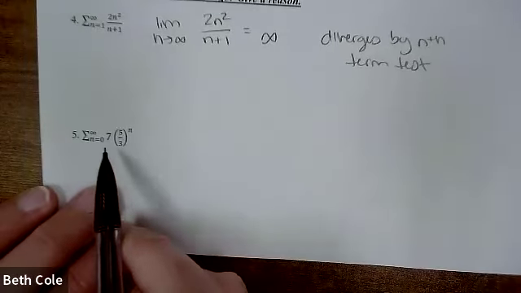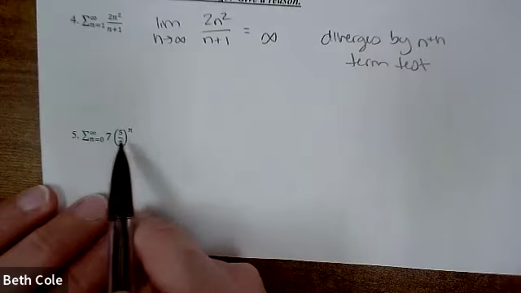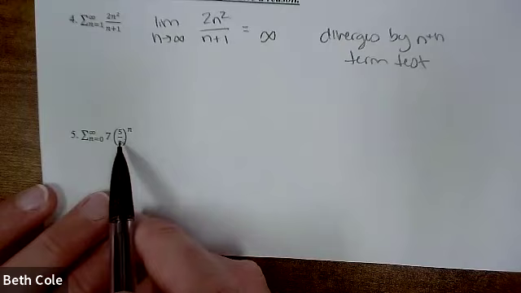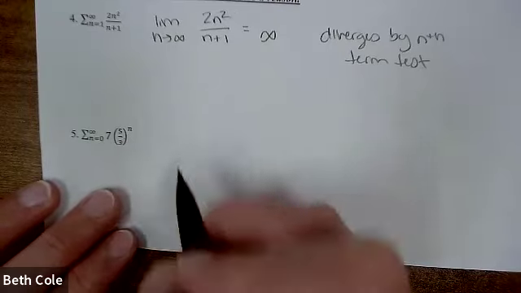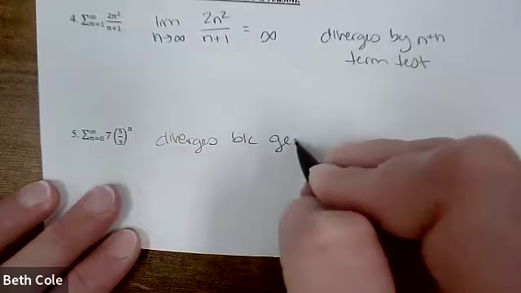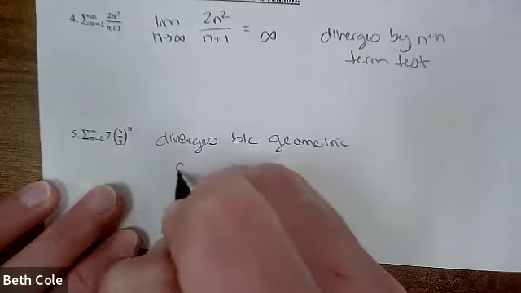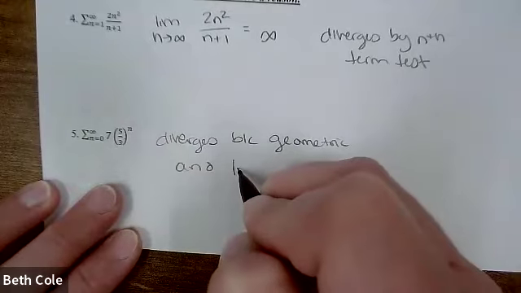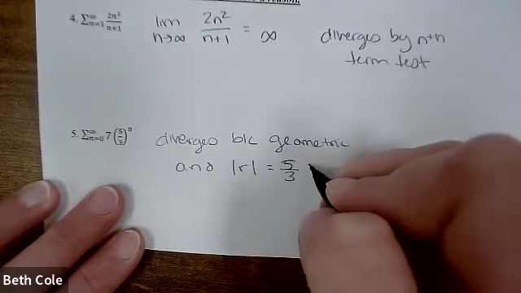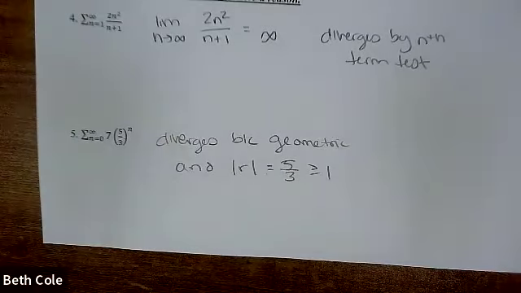This one I can see is geometric, following that pattern. This is a and this is r. The absolute value of r needs to be smaller than 1 in order for it to converge. So this is going to diverge. It diverges because it's geometric, and the absolute value of r is 5/3, which is greater than or equal to 1.